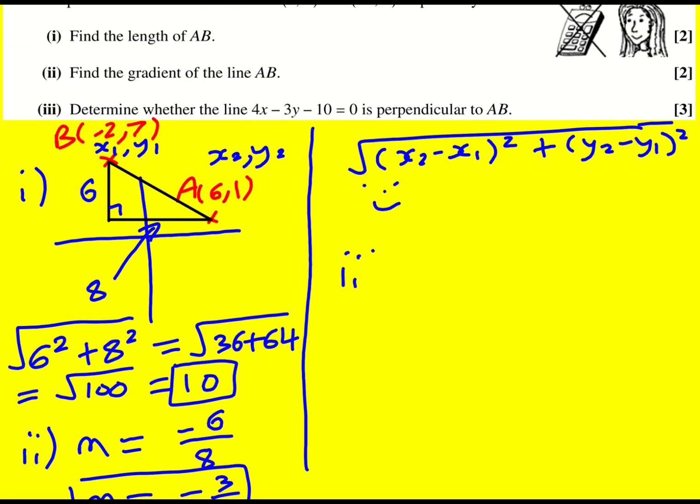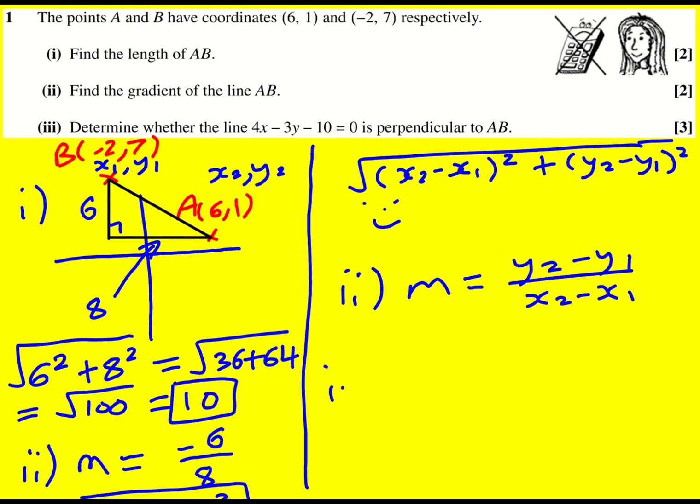Second method is to use the general formula y2 minus y1 over x2 minus x1. Again, this is just an implementation of rise over run. The rise is the differences in the y's, and the run is the differences in the x's. Just make sure you do it the right way around. You could even do y1 minus y2 over x1 minus x2. Just be consistent. But if you substitute the numbers in again, you'll get minus 3 over 4.